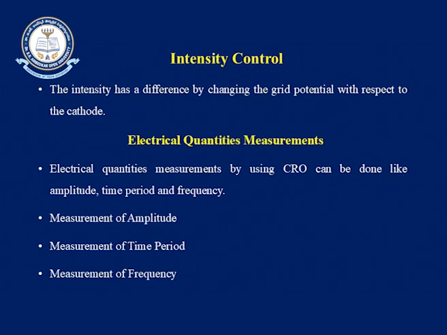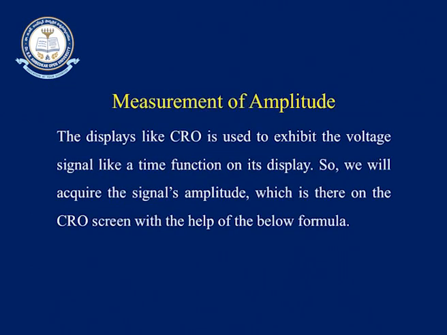So here, the electronic quantities measured by the CRO are of 3 types: measurement of amplitude, measurement of the time period, and measurement of the frequency. Already you have discussed the measurement of the amplitude.